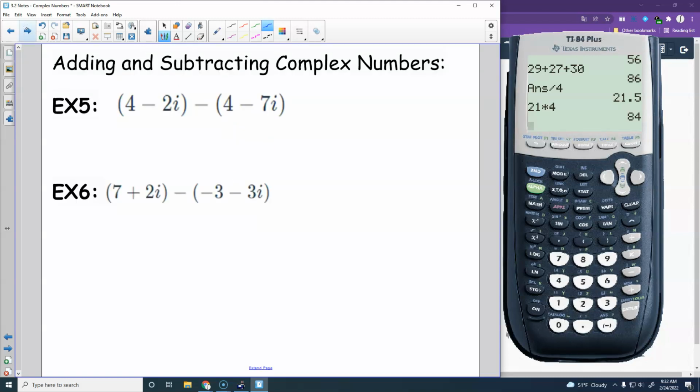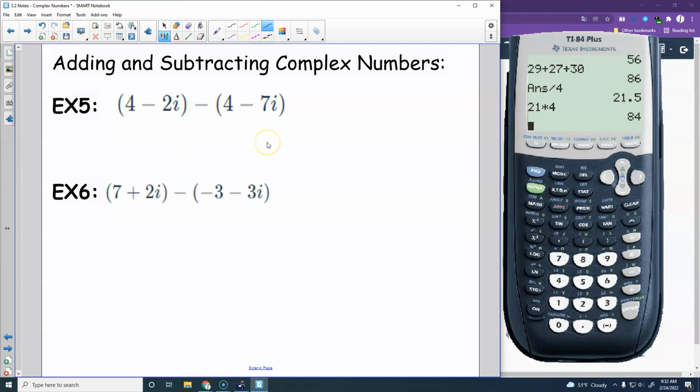Okay? Let's look at some subtracting complex numbers. Subtracting is pretty simple. Adding is even more simple. I don't know if I even put any adding examples here.